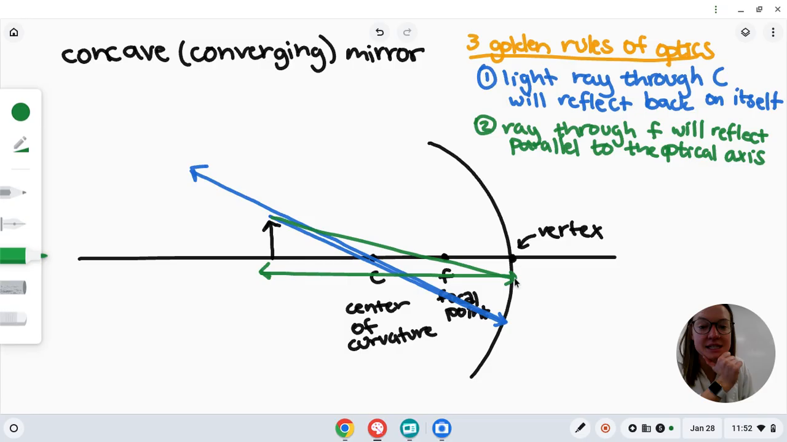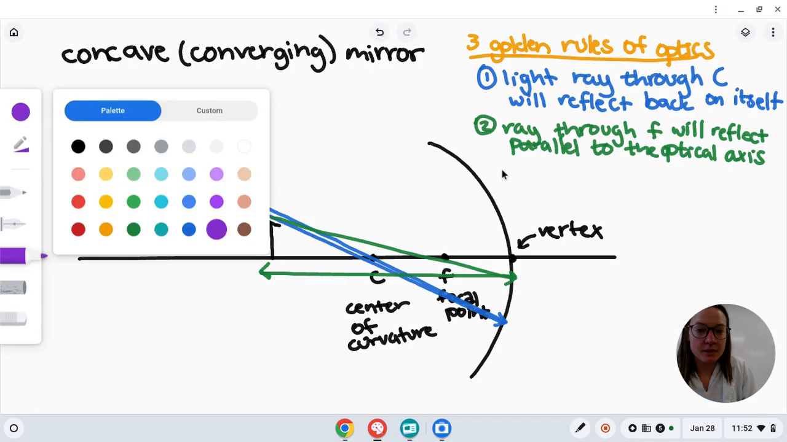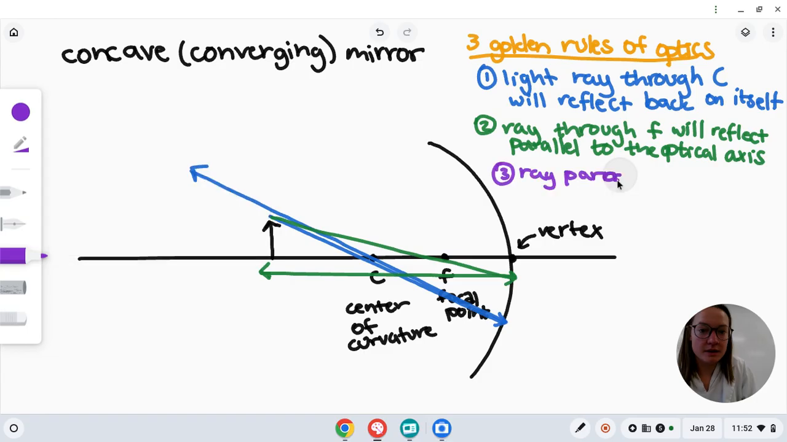The last golden rule of optics, rule number 3, is that a ray that is parallel to the optical axis will reflect back through F, back through the focal point.